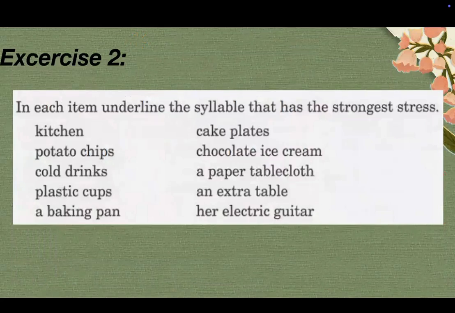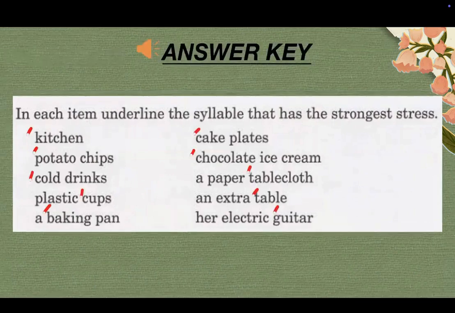In each item, underline the syllable that has the strongest stress. So in this exercise, you need to find the syllable that has the strongest stress in these nouns, noun phrases, or compound nouns. So we have the answer key for this exercise. The first word is a noun with 2 syllables, so the first syllable will receive the stress. So the word kit is stressed. Next one we have a noun phrase. Next one we have a compound noun.